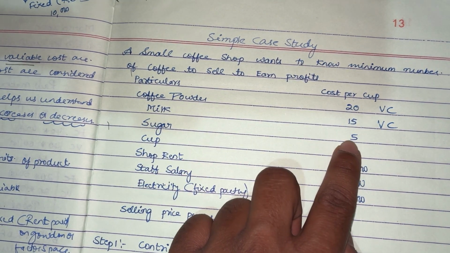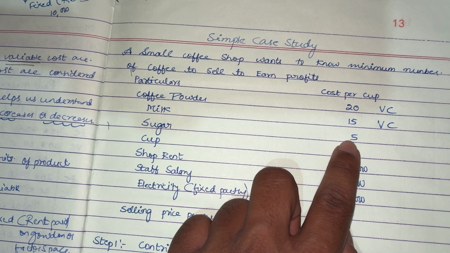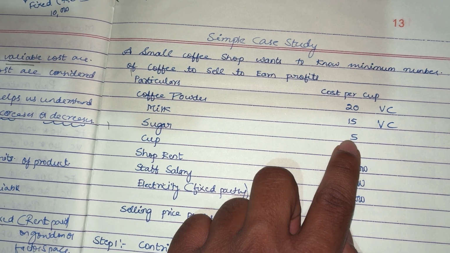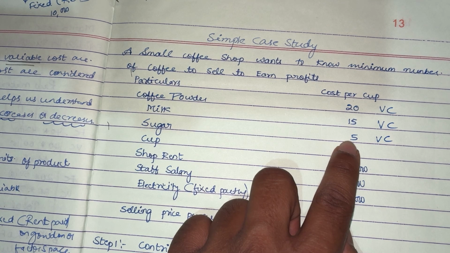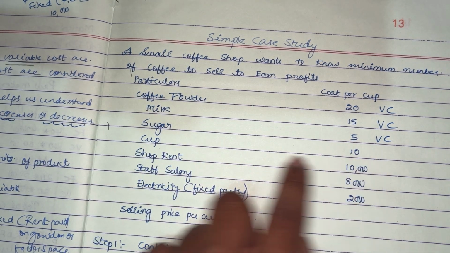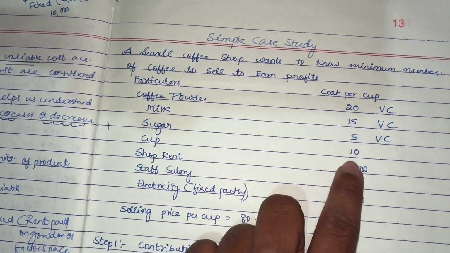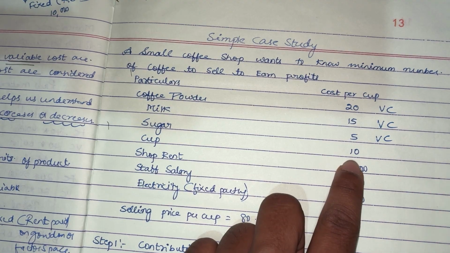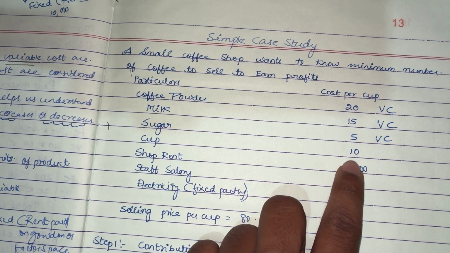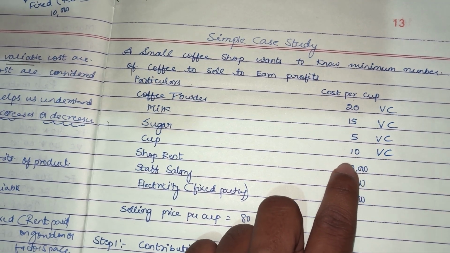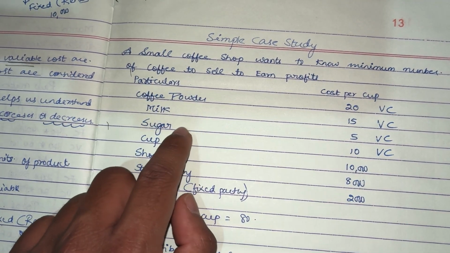Then sugar: to serve 1 cup of coffee, you need sugar worth at least 5 rupees. If you are selling 2 cups, the sugar cost increases to 10 rupees, and for 3 cups to 15 rupees. So this is variable costing. Then the cup to serve the coffee: for 1 cup the cost is 10 rupees, for 2 cups it is 20 rupees, and for 3 cups it is 30 rupees. So this is all variable cost.